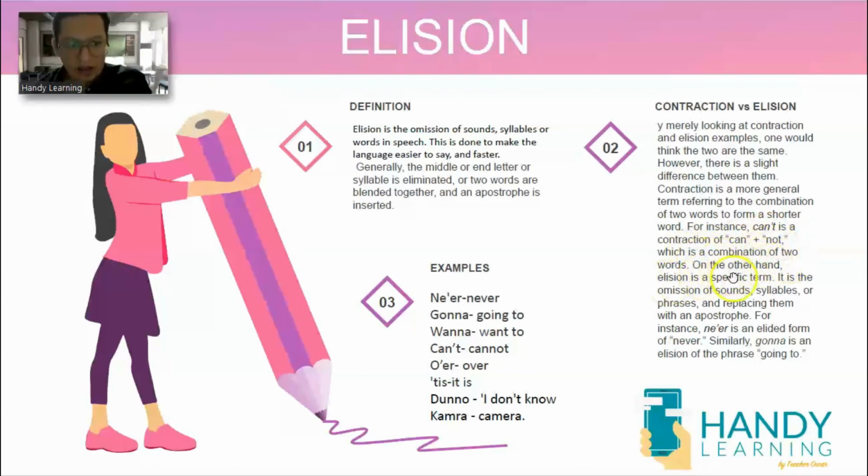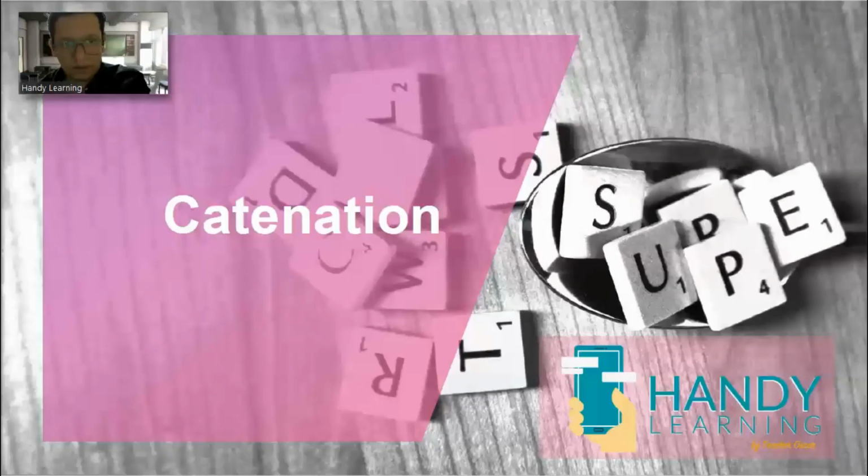On the other hand, elision is a specific term. It is the omission of sounds, syllables or phrases. Sometimes we include an apostrophe. For example, in the word ne'er, we are including the apostrophe in the middle, and we are saying that we are eliminating the letter v, or the phone v, to create ne'er. Gonna or wanna are also elision examples, because we are eliminating sounds. So this is elision.